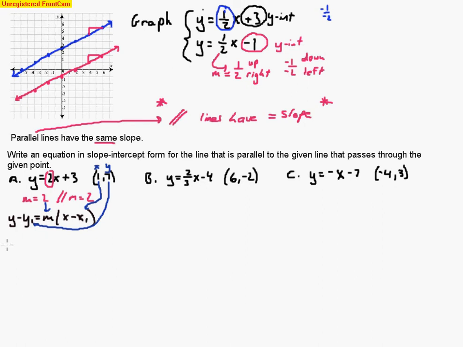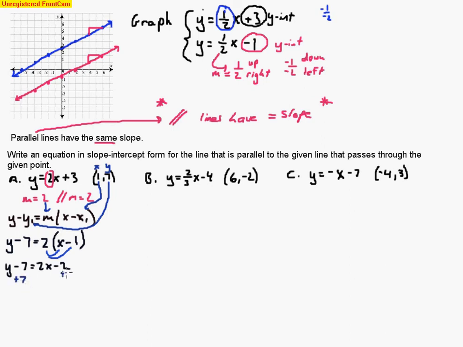and I will have y minus 7 equals the slope 2 times x minus my x value, which is 1 in this case. From this point, I need to use the distributive property. Multiply the 2 over the x, and the 2 over the negative 1. When I do that, I now have y minus 7 equals 2x minus 2. And then from there, I just have one step to put it in slope-intercept form, and that is to do an opposite operation.